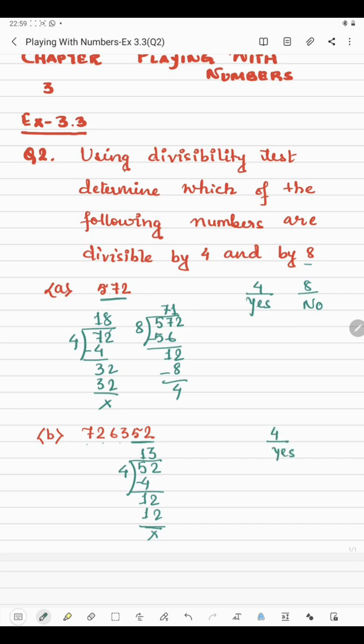Okay. Now we'll check the divisibility by 8, so we'll take the last 3 digits. Here we have 352, and if we divide by 8, 8 4s are 32. Now 5 minus 2 is 3. Again 8 4s are 32. We have got 0 as remainder, so we can say that the whole number is divisible by 8. Okay, so we'll write yes.